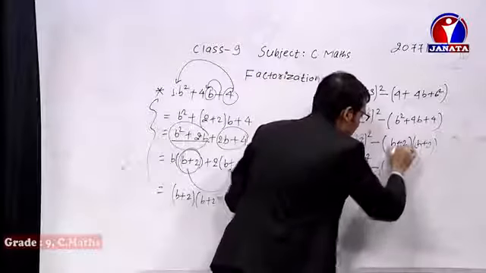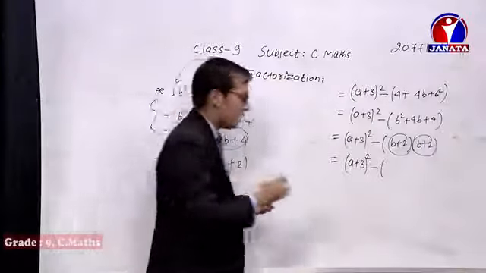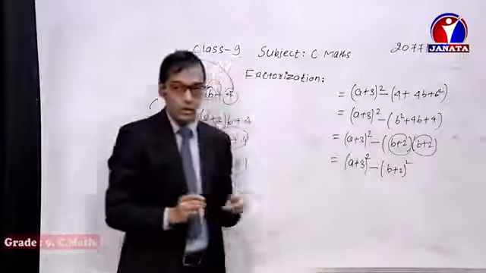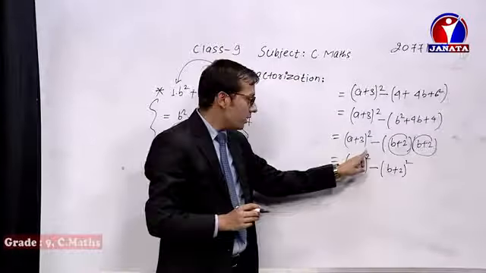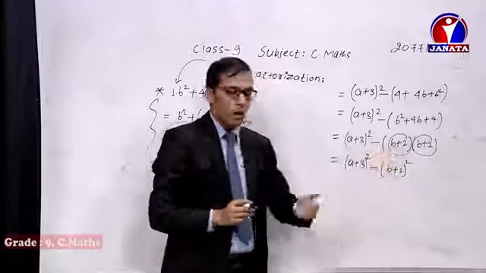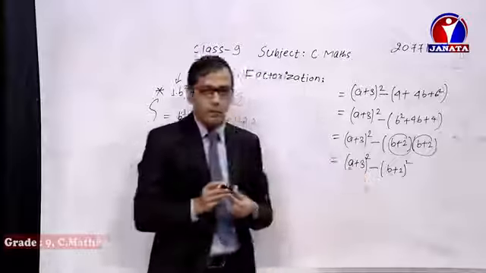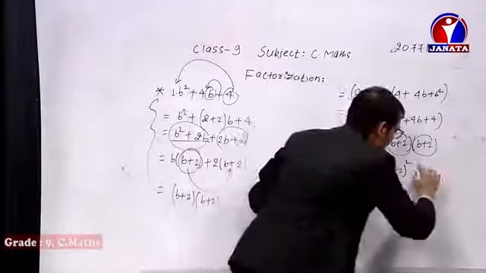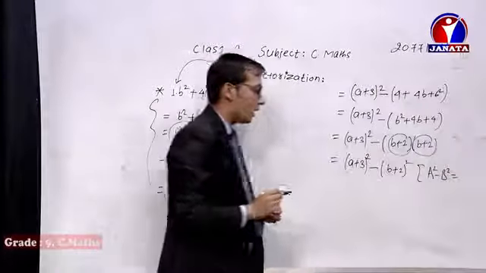Minus b plus 2, b plus 2. There are 2 same factors, so we can write it as b plus 2 whole square. Now this is in a square minus b square form. What is a in fact? A is a plus 3. What is b? B is b plus 2. So what are the factors of a square minus b square? What are the factors of this?